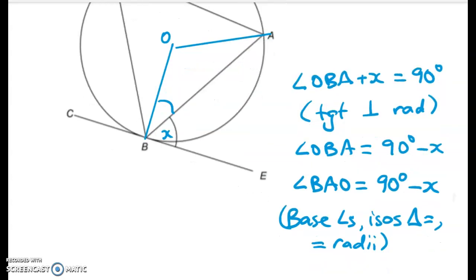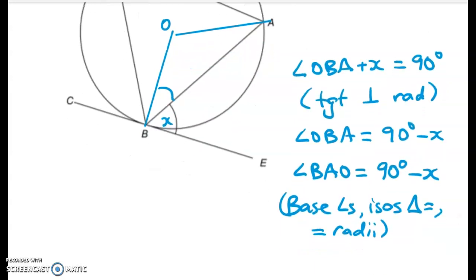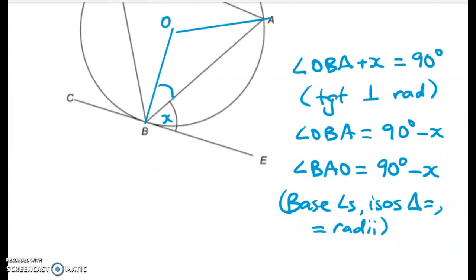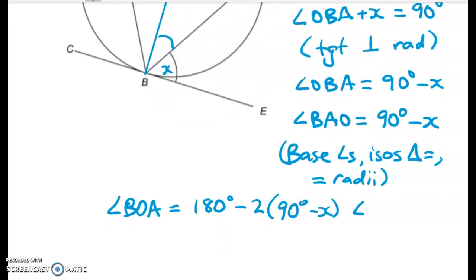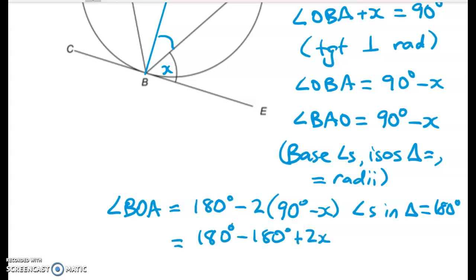Okay, so there's that, and now we can say angle BOA is equal to 180 minus 2 times (90 minus x). I actually forgot my reason for this before. It's angles in a triangle equal 180. So that gives me 180 minus 180 plus 2x, which equals 2x.